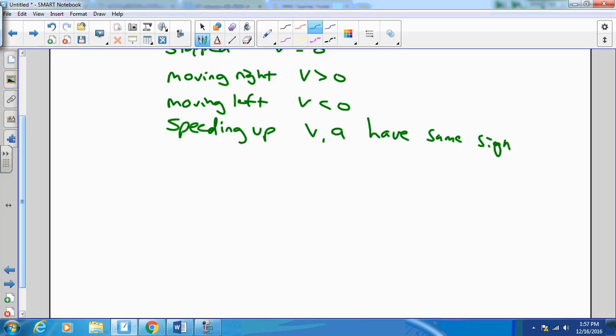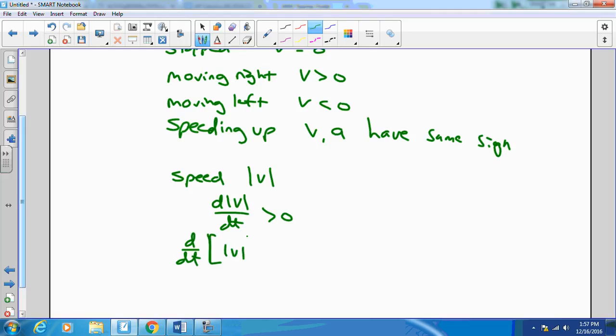What does the term speed mean? What is the speed of an object? Absolutely. Absolute value of velocity. So speeding up should mean that my speed is increasing, right? In other words, it should mean that the derivative of my speed is greater than 0. Well, what is the derivative of my speed?